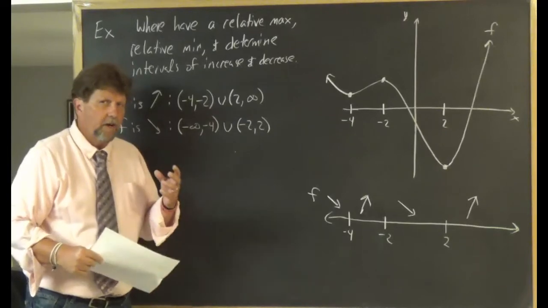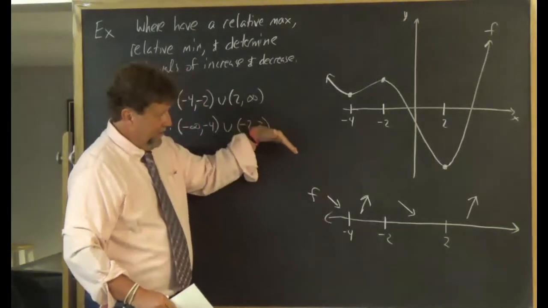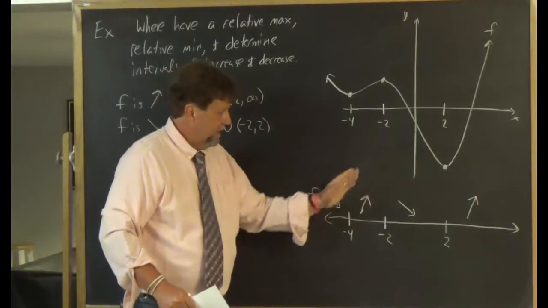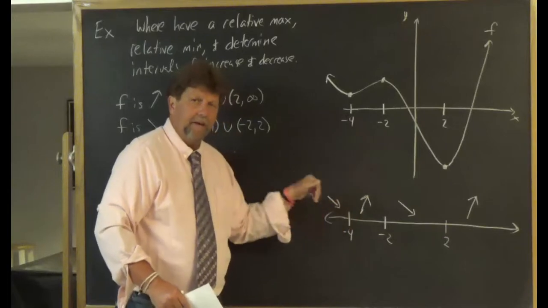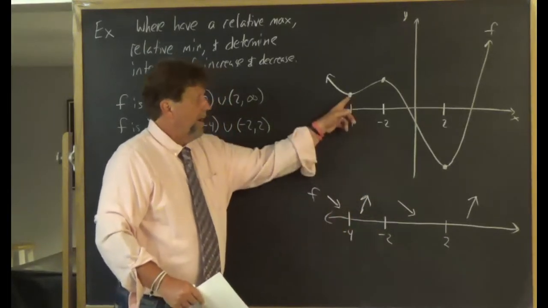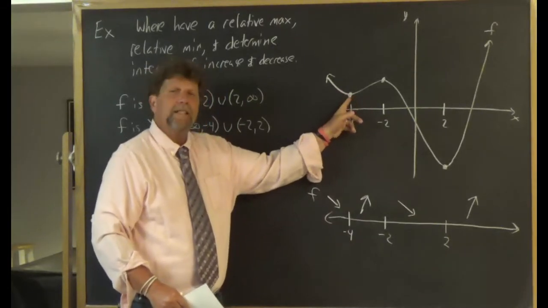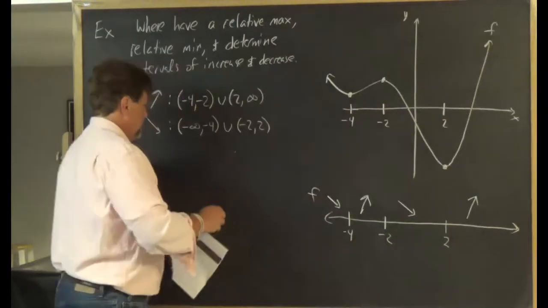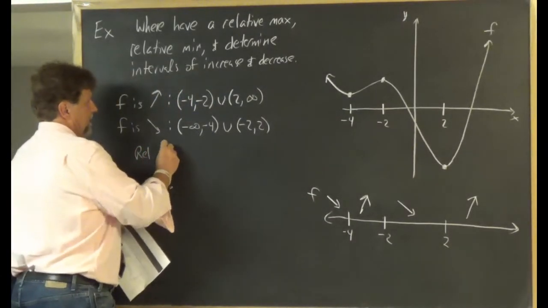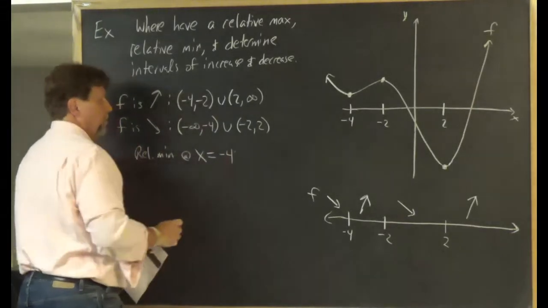And also, just look at this right here. If my function is decreasing and then it starts to increase, I've hit a bottom here. I've hit like the bottom of a valley. I've hit a relative min. Graphically, I can see that's a low point. For all points close by, that's the lowest point. So let me write that down. There's a relative min at x equals -4.